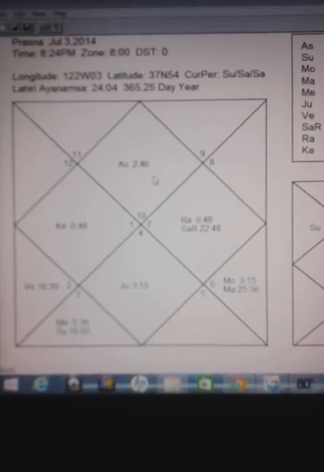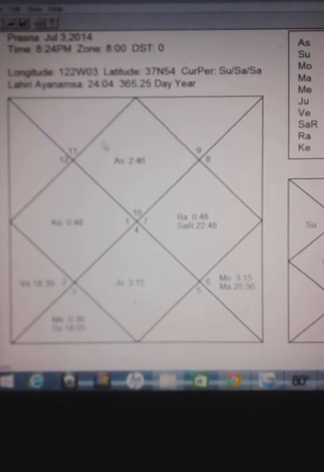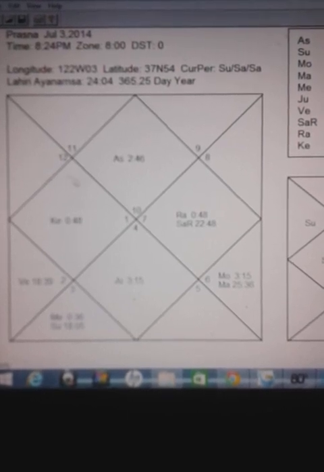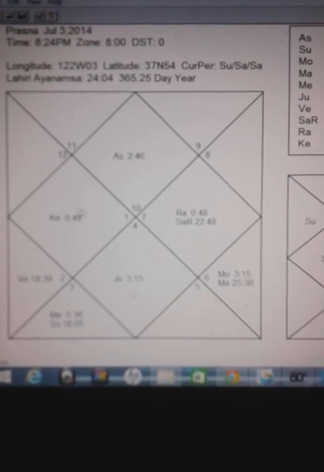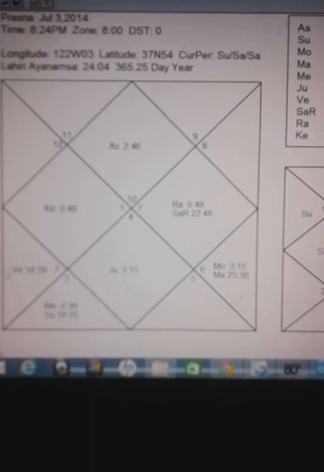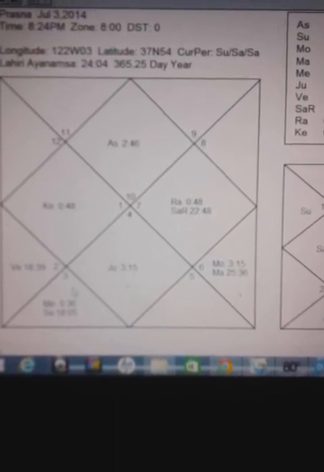As you can see, there is no planet in the first house, no planet in the second house, and no planet in the third house. There is one planet, which is Ketu, the southern node, in the fourth house. Then if you go along to the fifth house, you see a planet here. This is Venus. And then if you go on to the sixth house, you see a planet here. There are actually 2 planets here, Mercury and Sun. If you go on to the 7th house, you see a planet here, which is Jupiter.